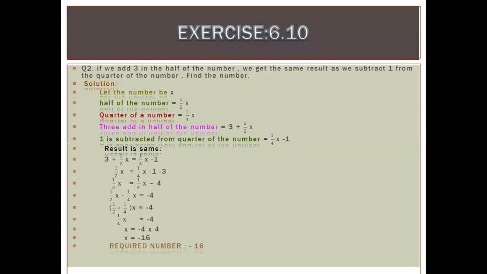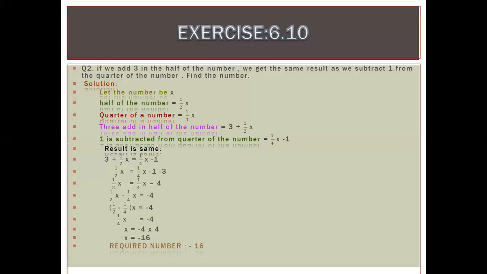Now again we equate the variables to the same side and the constants to the other side. Plus 3 is on the left of the equation. We shift 3 to the right of the equation. 3 is plus there. When we shift, the sign of the 3 will be negative. Minus 1 minus 3 is minus 4.